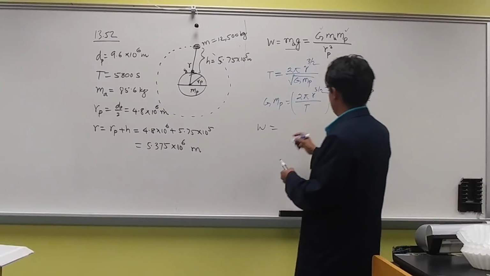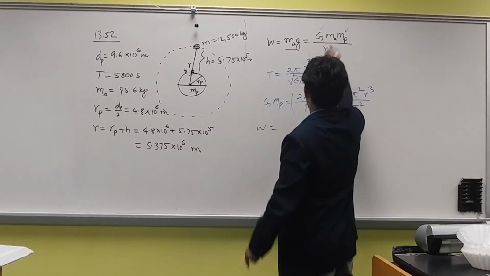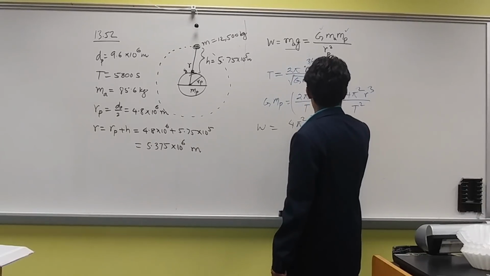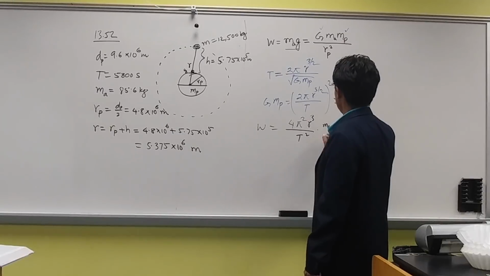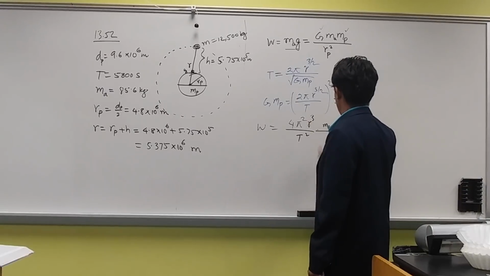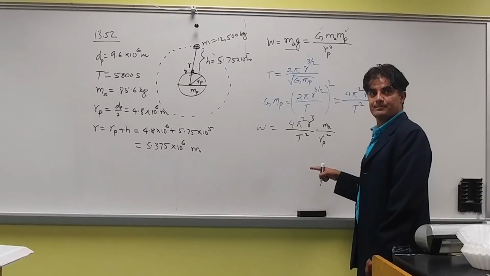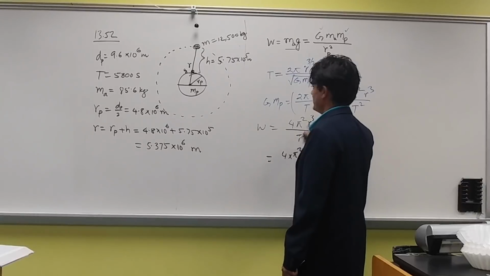Right. So now you replace this. Now your W equals to this and this will give me this, which is 4 pi square r cube divided by t square, and then times MA is there, right? And then divided by RP square is there. So now we have all the information. All right. So you plug this 4 pi square. What is your R?